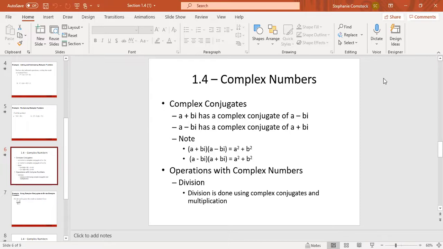So a complex conjugate, if you have A plus BI, then the conjugate is A minus BI. And similarly, if you have the minus plus. Now, I'm going to put a list of these over here on the board, so that you can visually see what's happening here.